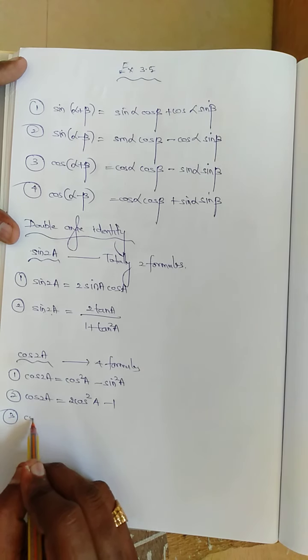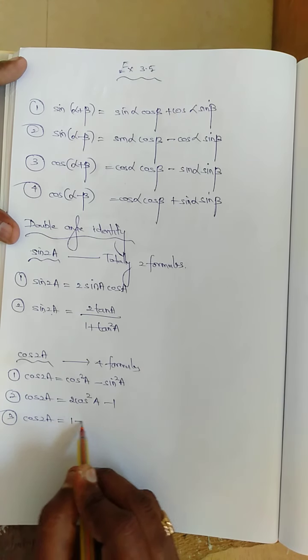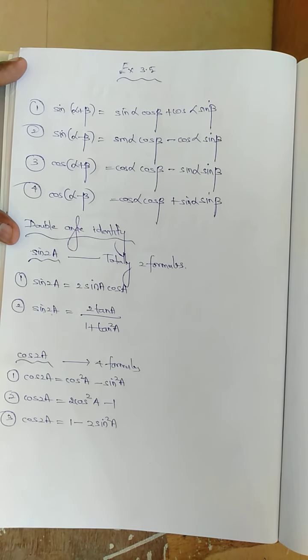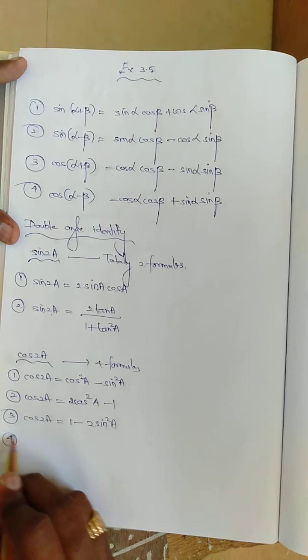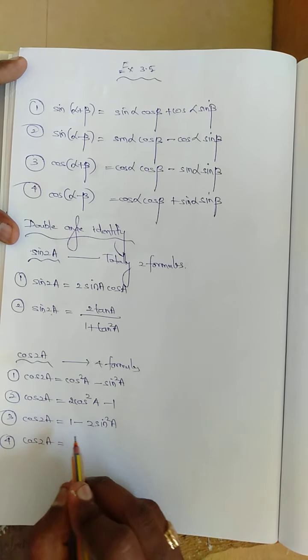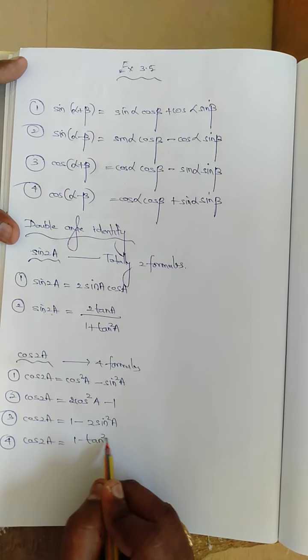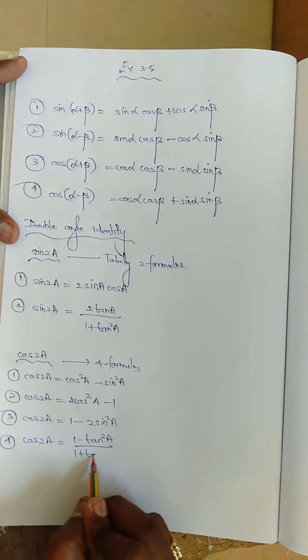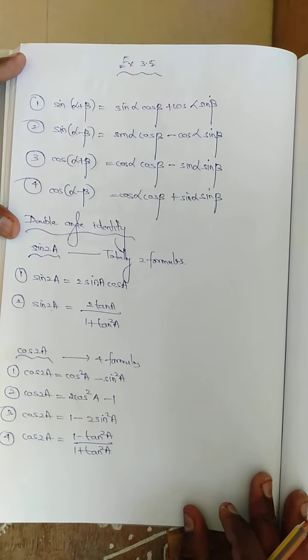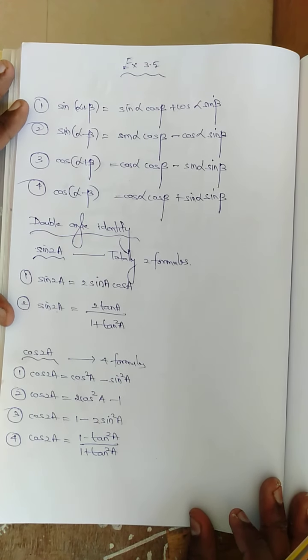The third formula for cos 2a: cos 2a is nothing but 1 minus 2 sine square a. The last formula for cos 2a is 1 minus tan square a divided by 1 plus tan square a. These 4 formulas are very important. There is no other way, you need to memorize these formulas.